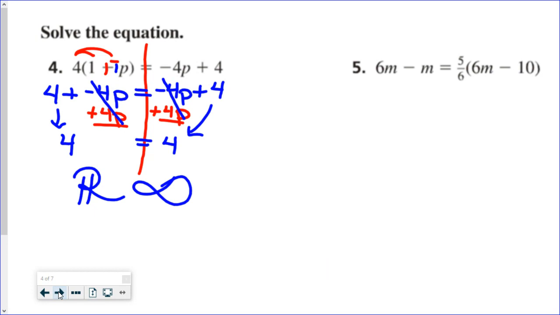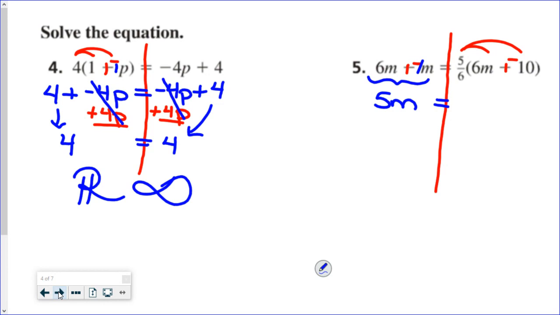It's kind of fun. Okay, number 5, draw the line in. Do your keep, change, change. And I like to draw my distribution lines just so I don't forget. Okay, so what is 6m plus a negative? Remember, there's a 1, negative 1m. I actually have combining like terms, and I have 5 m's here.